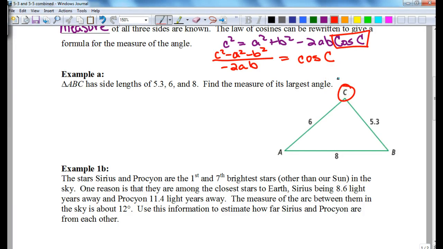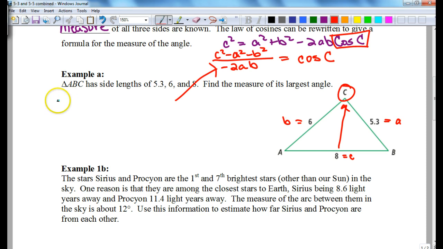You just eyeball it? The largest side. Yep. So if you look at the largest side, 8 is opposite of C, so C would be the largest angle. Okay? So on this one, if I were to go through and actually use this part of the formula, little c is 8, because that's the side opposite of C. This one's little a, it's opposite of big A, and this one's little b. So I'm going to go through and actually put in these numbers.